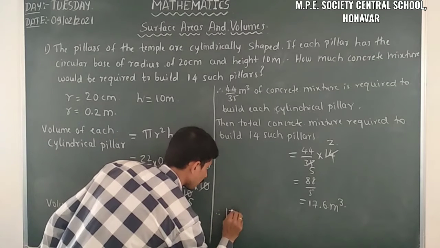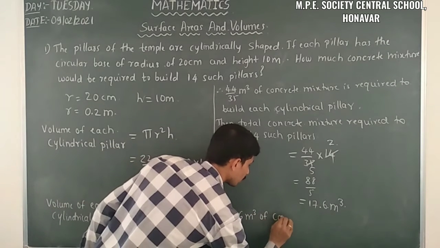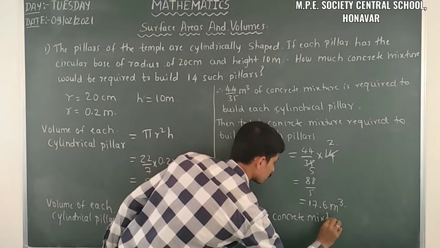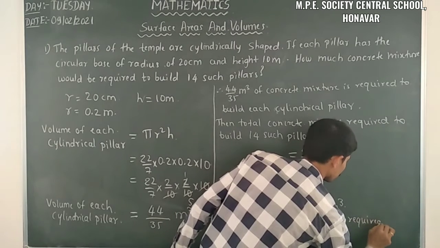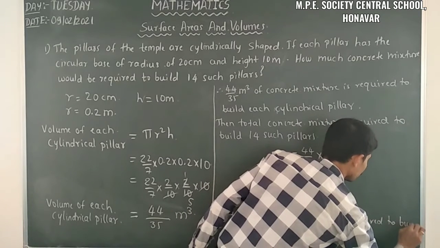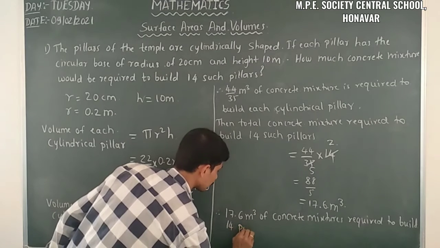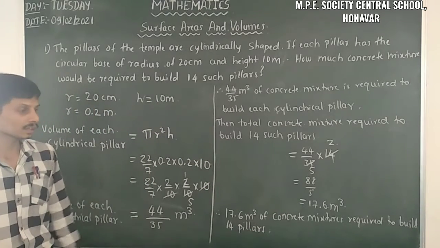Therefore, 17.6 meter cube of concrete mixture is required to build 14 pillars. Yes, so here we have the answer.